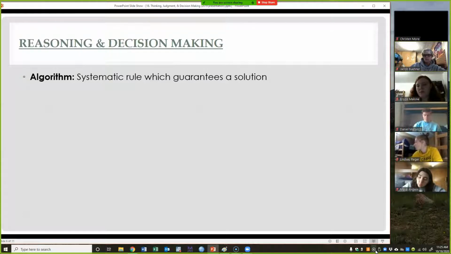The problem is that algorithms aren't super efficient, right? If we think about all the decisions we need to make on a day-to-day basis, if I had to work through a very specific algorithm to determine whether or not I should do something, or whether I should do this or that, or make decisions in judgment, it would be too much. It would start to become problematic, right?